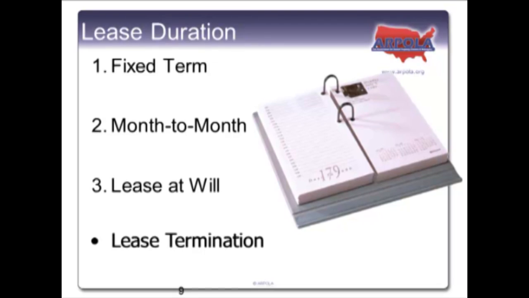You also need to be clear about what the lease termination would look like. So at the end of the lease, what happens? If it's a one-year lease, does it then go month to month? Does it automatically activate another year? What does that look like? And that needs to be covered in the lease.